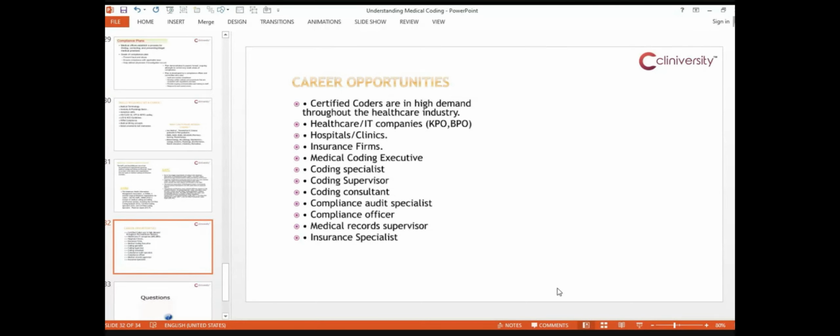Healthcare or IT companies have also started certain departments side by side which require medical coders. There are hospitals or clinics, insurance firms, medical coding executives, medical coding specialists, coding supervisors, coding consultants, compliance and audit specialists, compliance officers, medical record supervisors, and insurance specialists. These are some of the designations or levels I'm talking about, but there are many more in which a particular coder can work, especially if they have certifications.